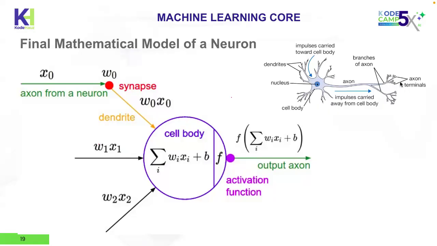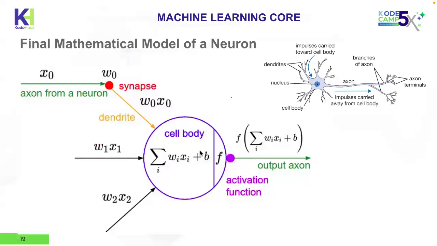The branches of the axon terminals will connect to the dendrites of the next cell through the synapses. So you have the axon from a previous neuron that sends an input into this neuron. It will pass through the synapse, which is represented by the weight of this particular input and the dendrite. It goes into the cell body. And you have other inputs from other neurons that are coming in, right?